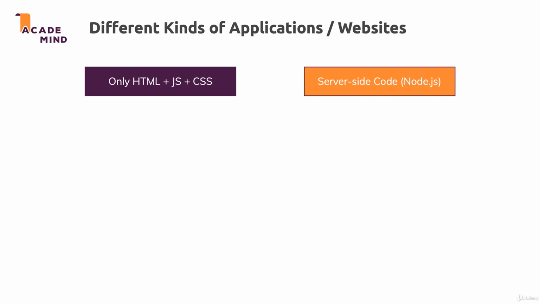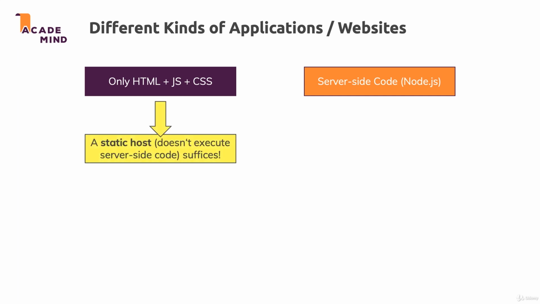Now, in the client-side code, in the left case here, all we need to serve this website to our users is a so-called static host. This is a host, this is a web server, a computer configured such that for incoming HTTP requests, it returns the HTML files and the JavaScript and the CSS files and maybe any images you're using, but that it does not run any JavaScript code or any server-side code on itself.